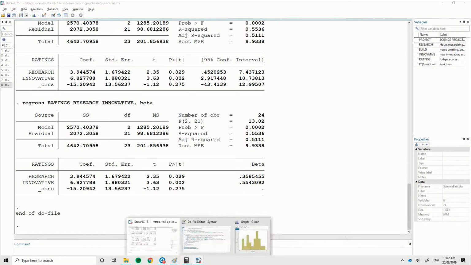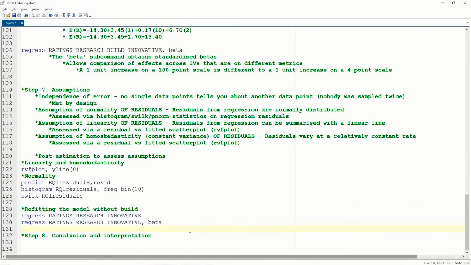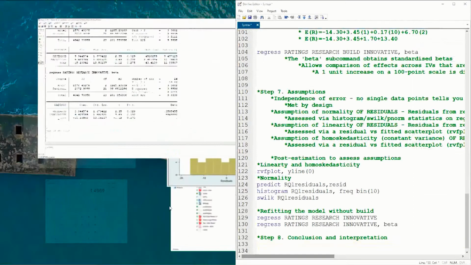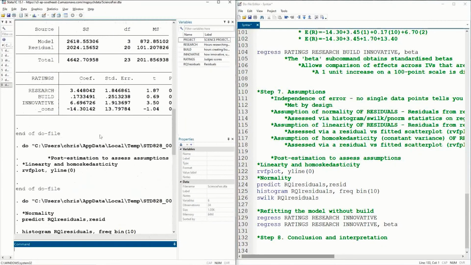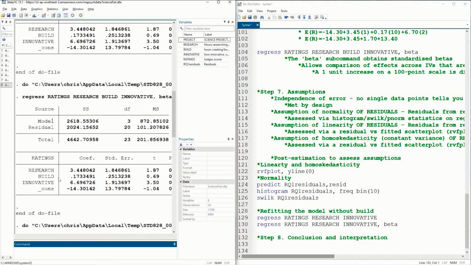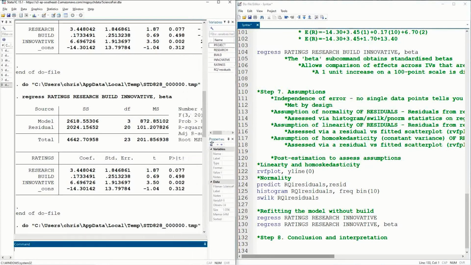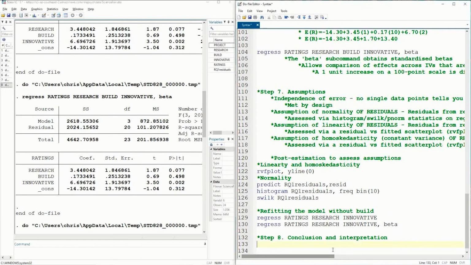Great. I think that brings us to the last step, conclusions and interpretations. So if I was to conclude on the full model, and by the full model I mean the model that had all three predictors in it, so this model here, I would need my p-values. Let's see if I can bring this over. There. My statistical conclusion.